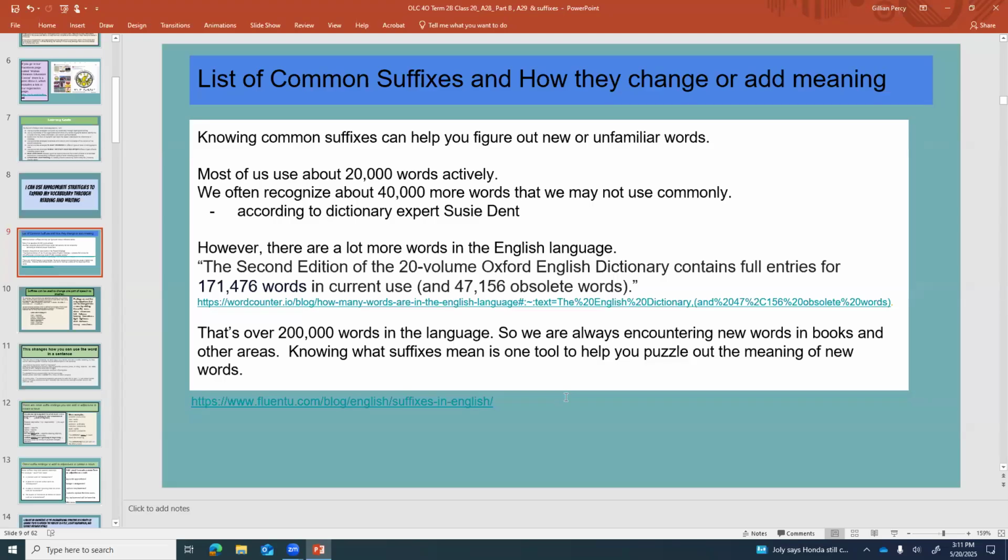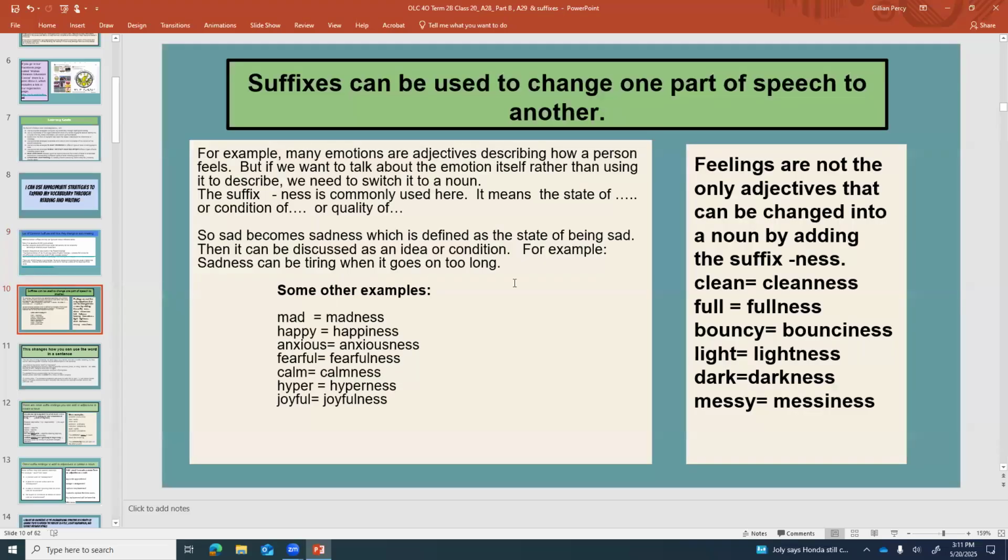So everybody, no matter what level, is always encountering new words in books and new topics that they're reading about. So knowing what a suffix means is just one tool to help you puzzle out the meaning of new words. All right. One thing to know is that a suffix can be used to change one part of speech to another.